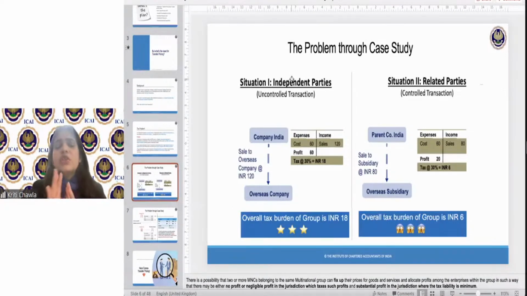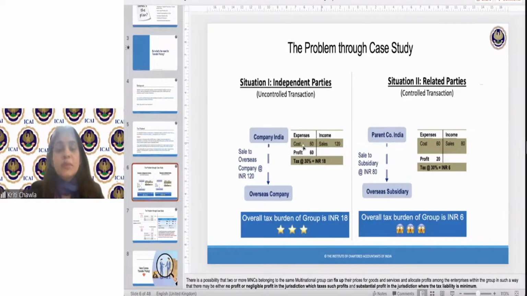In situation 1, we're talking about any two random independent parties in the market transacting. I'm going to talk about what an uncontrolled transaction is in some time. But let's just see situation 1, which is independent parties. Now, there is, let's say, a company in India, and this company is selling to an overseas company, as in any company outside India. So this company in India is selling some goods to an independent company outside India.